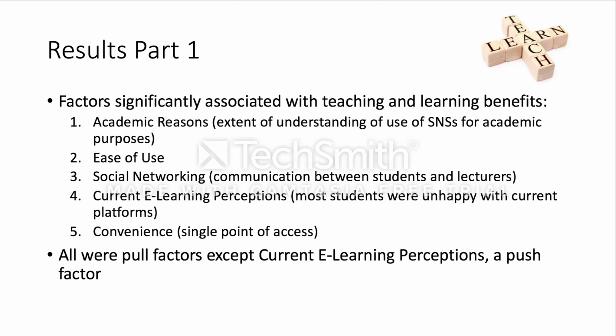In the analysis of the responses to the questionnaire, 5 factors were found to be significantly associated with teaching and learning benefits. The first being academic reasons. And that would make sense because if students found academic reasons for using social networking sites, they would definitely see academic benefits as well. The second was ease of use. Students wanted whatever site they were using to be easy to use and not complicated to figure out. The third was social networking. So students valued communication between students, with other students, and with lecturers.